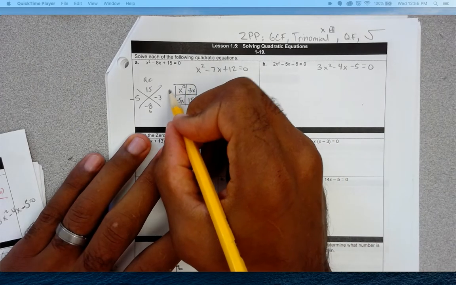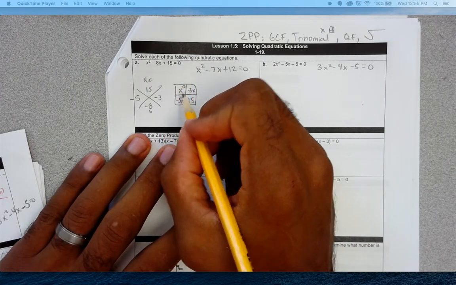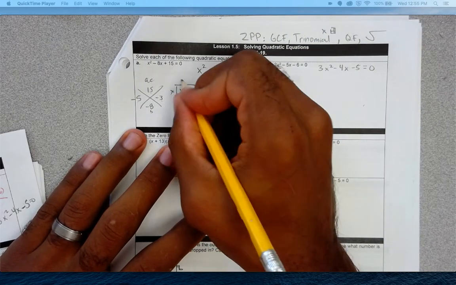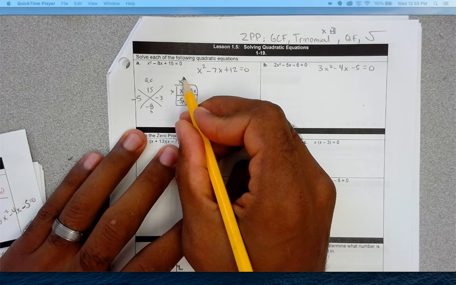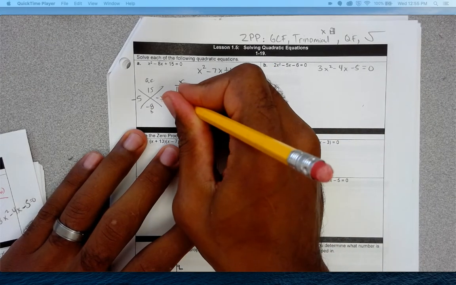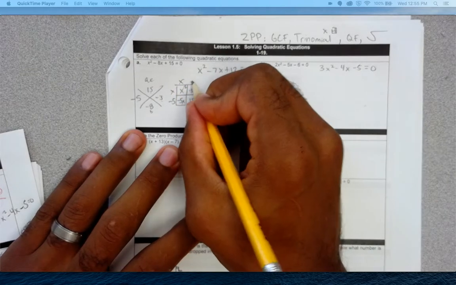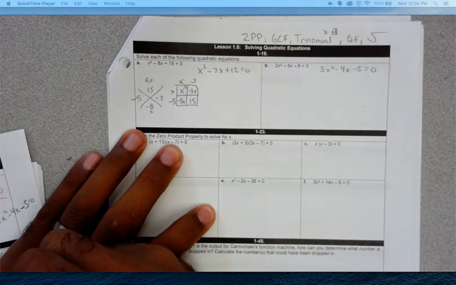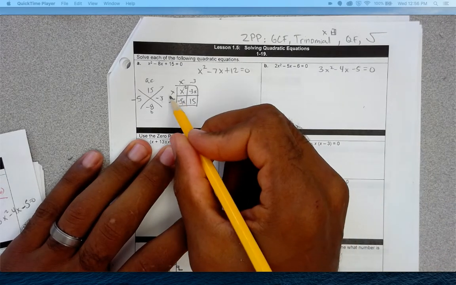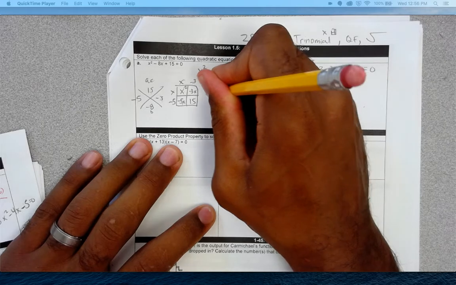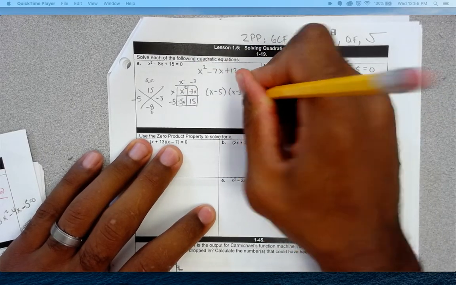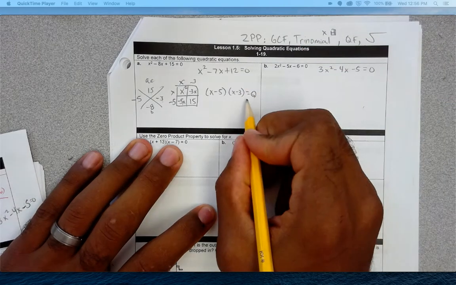Now I'm going to look for the factors on the outside of the box. The first thing I'm going to start with is the x squared. Well, I know that x times x gives me x squared. Then x times what gives me -5x? That would just be -5. And then x times -3 gives me -3x. Now I can write out my binomial factors over to the right. So I take x minus 5 and x minus 3, and set it equal to 0.